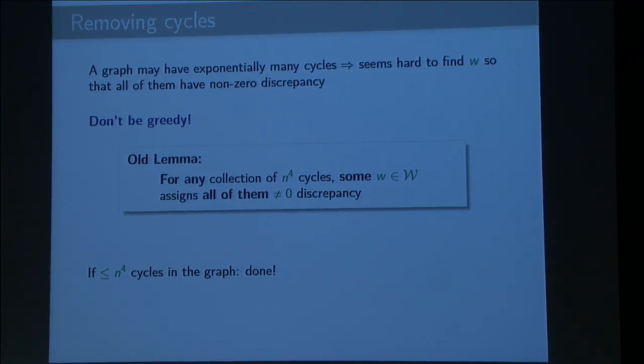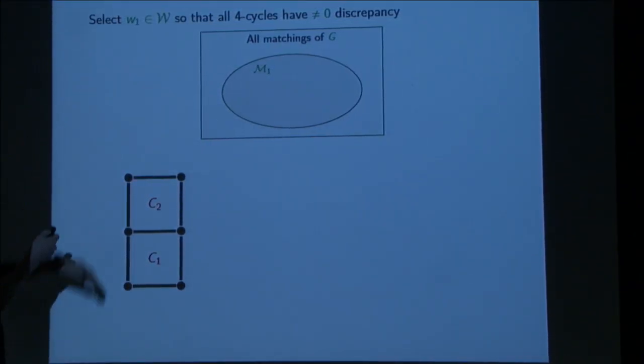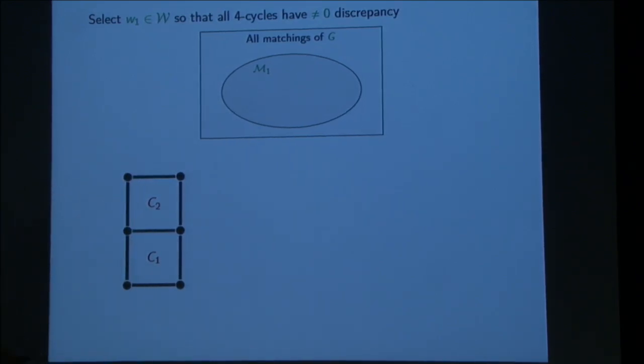But that's usually, unfortunately, not the case, so let's see what we do. What is a natural family of cycles, at most n to the power 4, that we at least can remove? You have seen what would be natural? 4-cycles. Okay, so we can cope with all the 4-cycles. So let's start with that, and let's see what happens. Our first weight function: you give me a graph, now we select W1. I know that it's guaranteed to exist, so that all the 4-cycles get non-zero discrepancy.